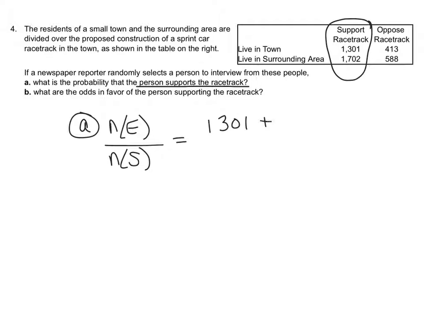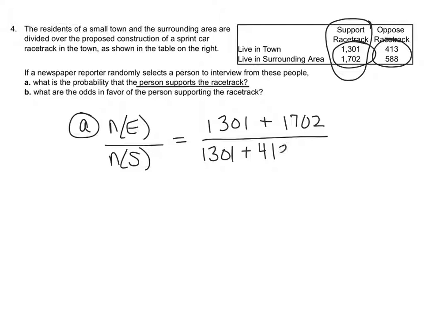1,301 plus 1,702. Now we want to find the total number of people in town and in the surrounding area. So we're going to add all four of these values together. That will give us the total number of people in the small town. So we have 1,301 plus 413 plus 1,702 plus 588.